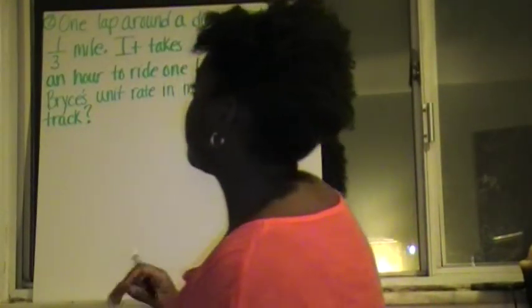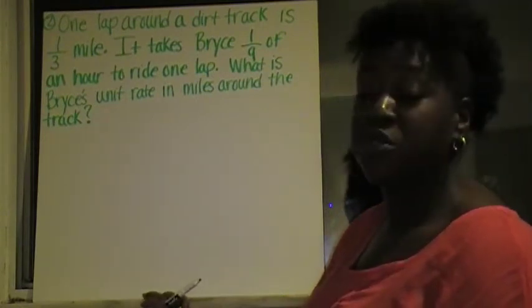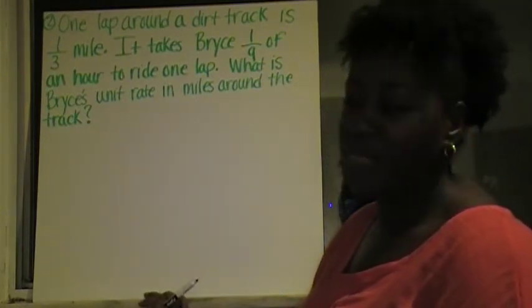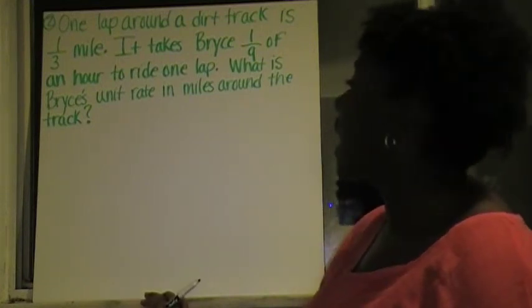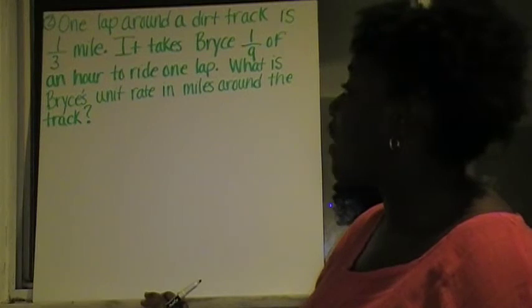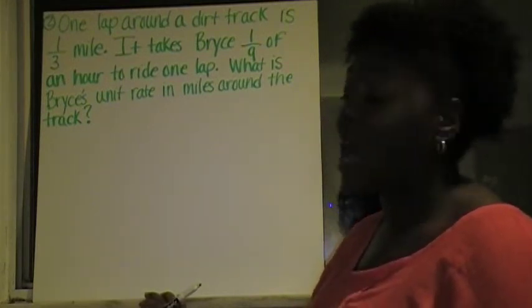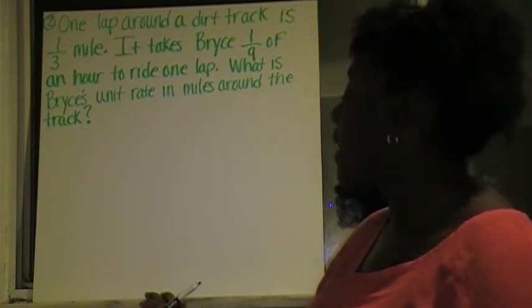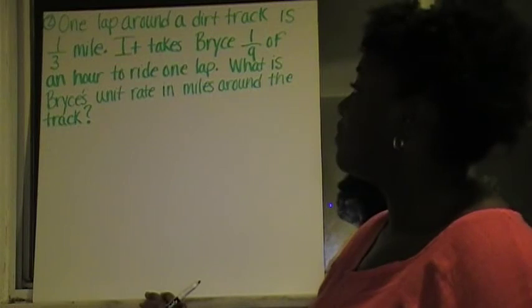Last one. Okay, 1 lap around a dirt track is 1/3 of a mile. It takes Bryce 1/9 of an hour to ride 1 lap. What is Bryce's unit rate in miles around the track? Okay, take a moment, think about this one.